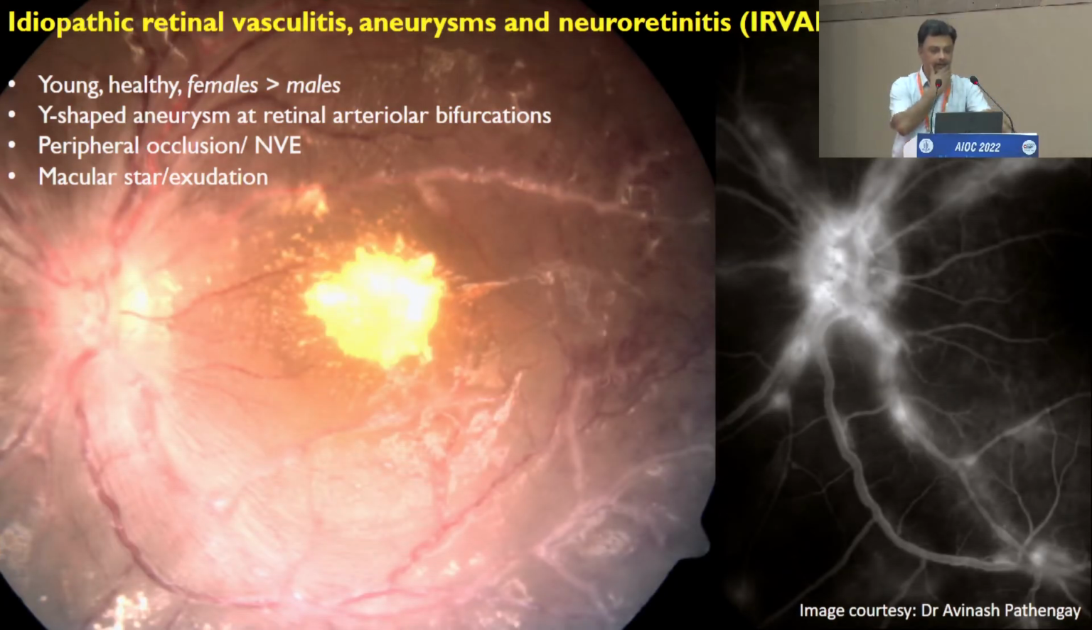This is idiopathic retinal vasculitis, aneurysms and neuroretinitis, also called IRWAN, more common in females. You would want to look for the aneurysms at the Y-shaped bifurcations of the lesions, and these would be associated with peripheral occlusion and this area of macular exudation as seen in this patient. Very, very difficult to treat, but important to recognize the pattern of IRWAN in such patients.